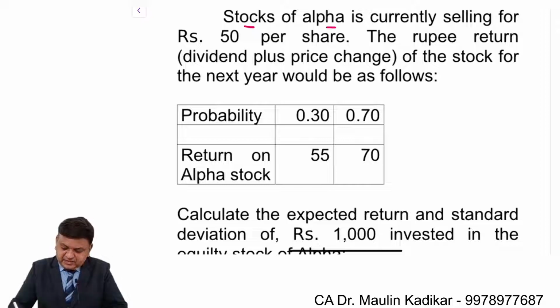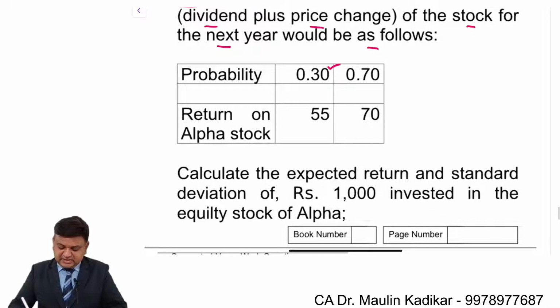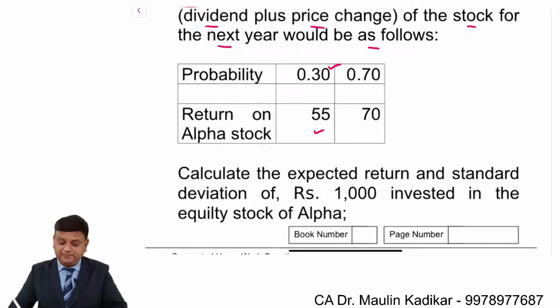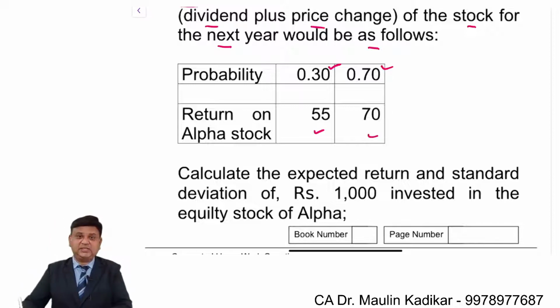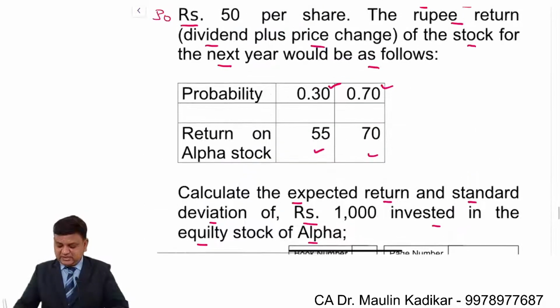Stocks of Alpha Limited is currently selling for rupees 50, so we have been given P0. The rupee return, dividend plus price change of the stock for the next year, would be as follows. There are 30% chances it will be 55 rupees, and 70% chances it will be 70 rupees. Calculate expected return and standard deviation of rupees 1000 invested in equity stock of Alpha. That is the question.